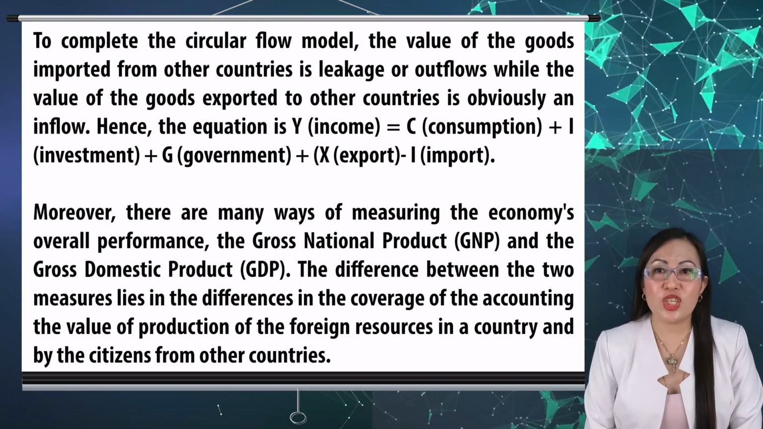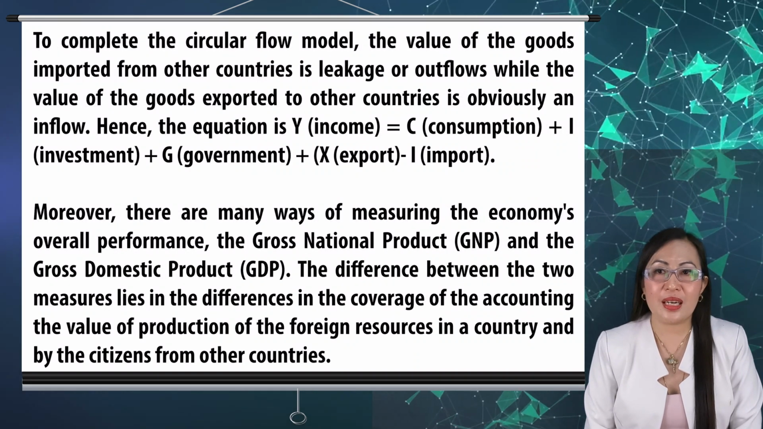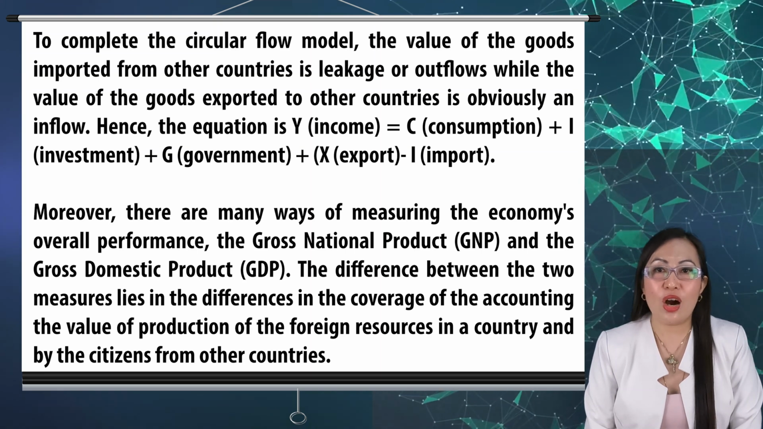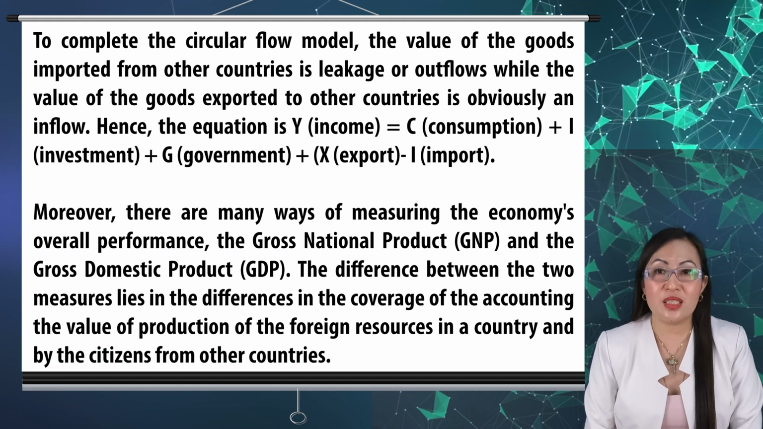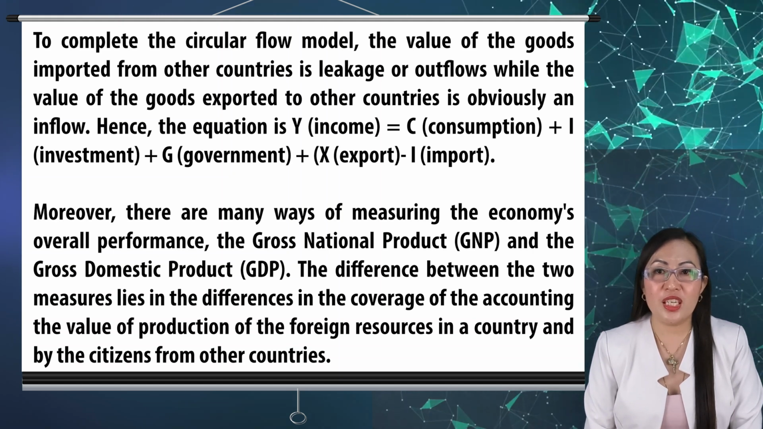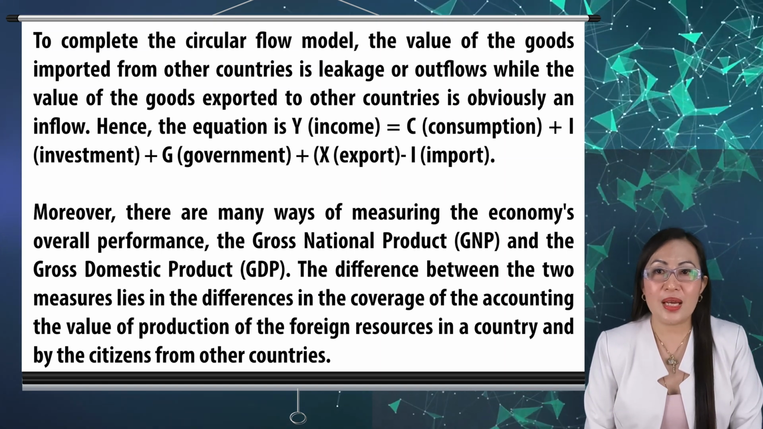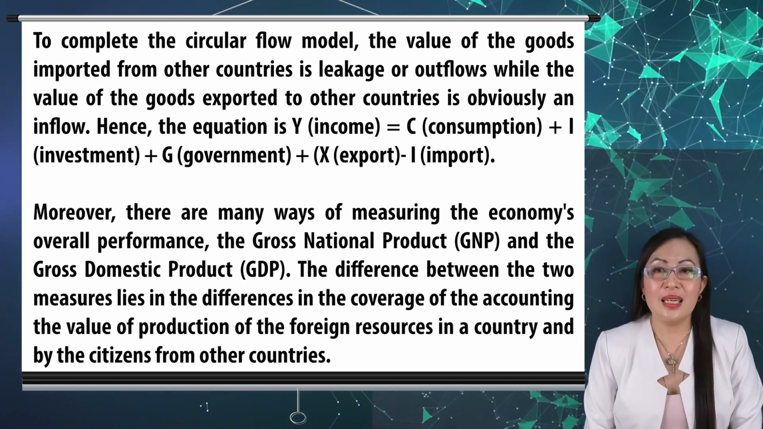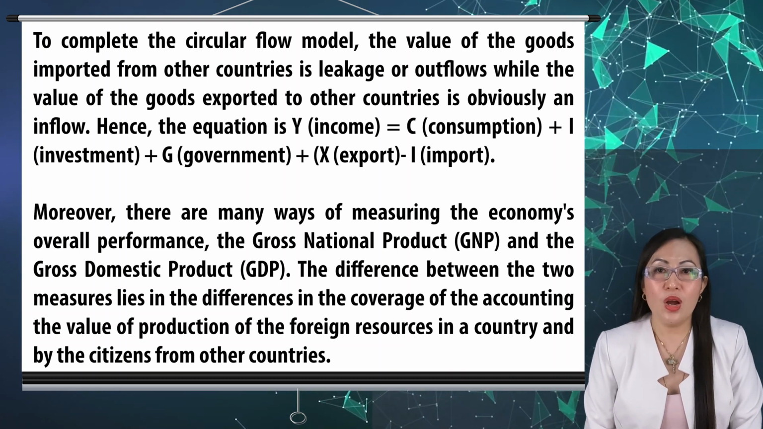So to complete the circular flow model, the value of the goods imported from other countries is leakage or outflows, while the value of goods exported to other countries is obviously an inflow. Hence, the equation is Y is equal to C plus I plus G plus net exports, or exports minus imports.